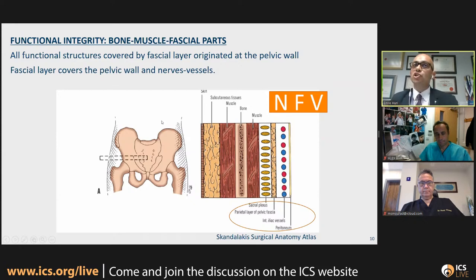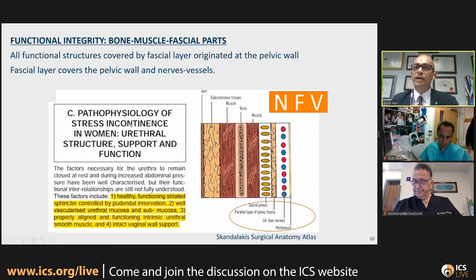In pelvic functional integrity, there are two main parts: the nerves, the fascial layers, and the vasculature are important, especially for the functions of the female pelvic organs.